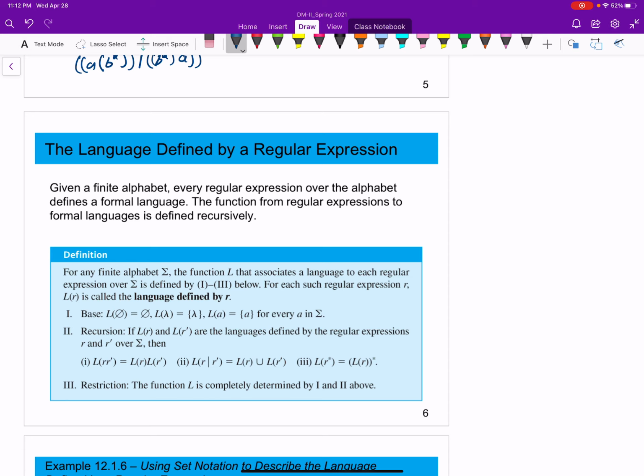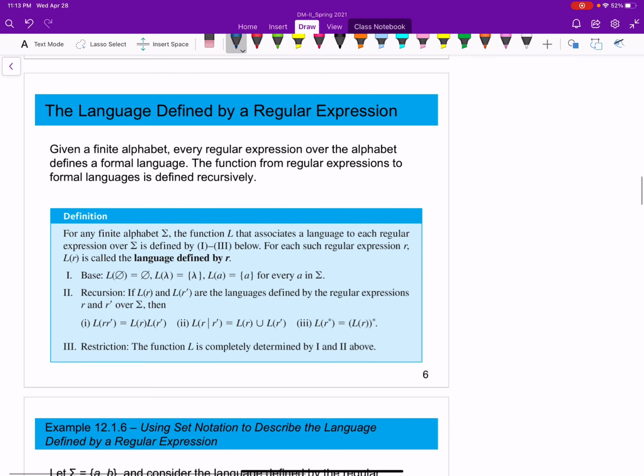Given a finite alphabet, every regular expression over the alphabet defines a formal language. The function from regular expressions to formal language is defined recursively, as given in this table. For any finite alphabet sigma, the function L that associates a language to each regular expression over sigma is defined by 1 through 3 below.